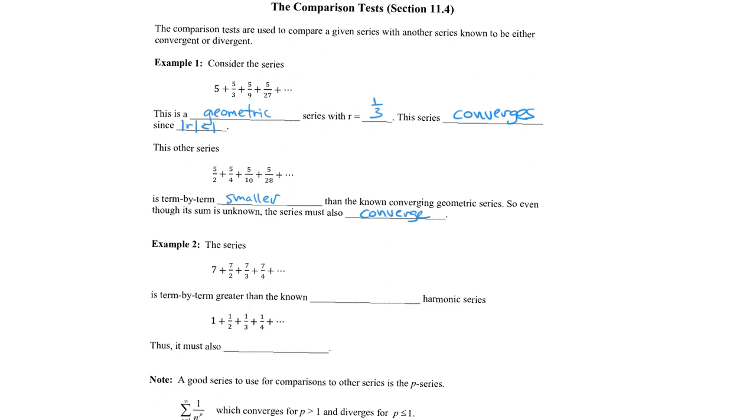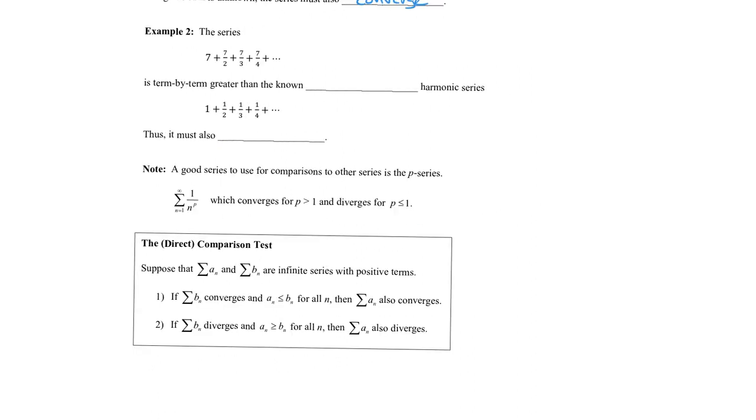So since this is term by term smaller than this series, and we know this series converges, then this has to converge. And then we've got something similar with this series. Looking at it, nothing really stands out about this one, but it is term by term greater than the known diverging, or we could say, divergent harmonic series, right? We know this is the harmonic series, very famous series. This one diverges. In this series, look at term by term. 7's bigger than 1. 7 halves bigger than 1/2. 7/3 is bigger than 1/3, and so forth.